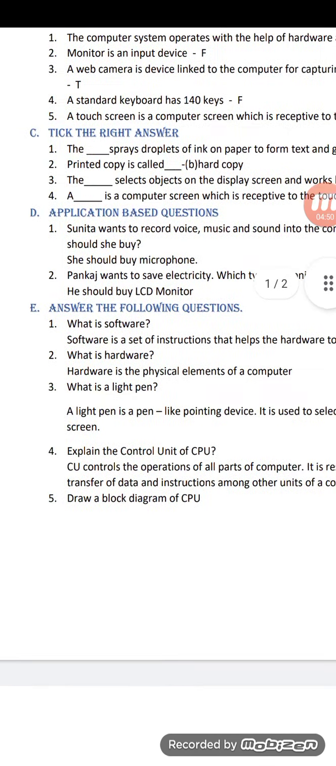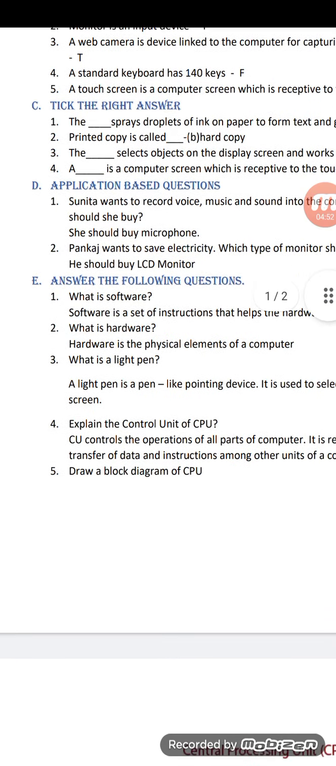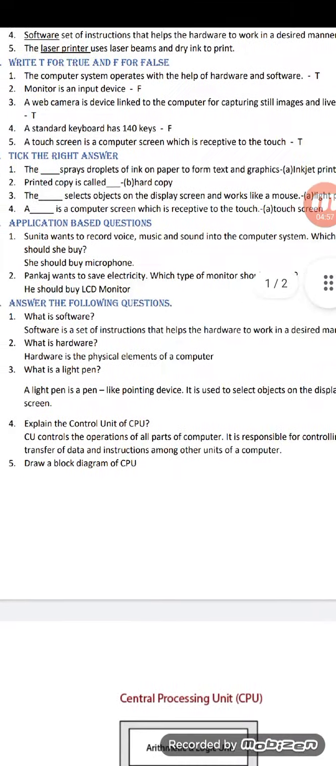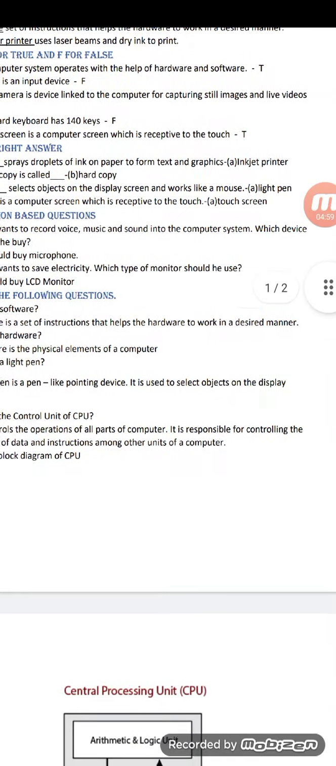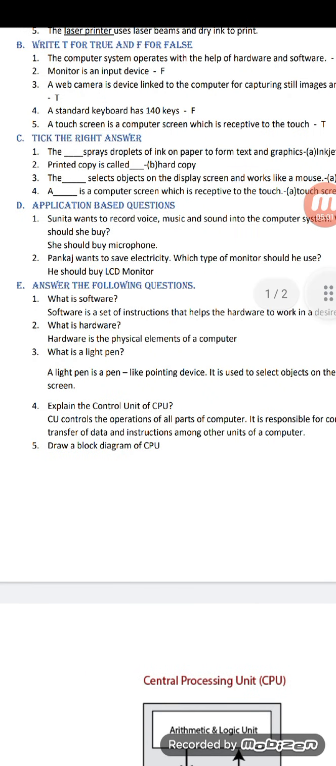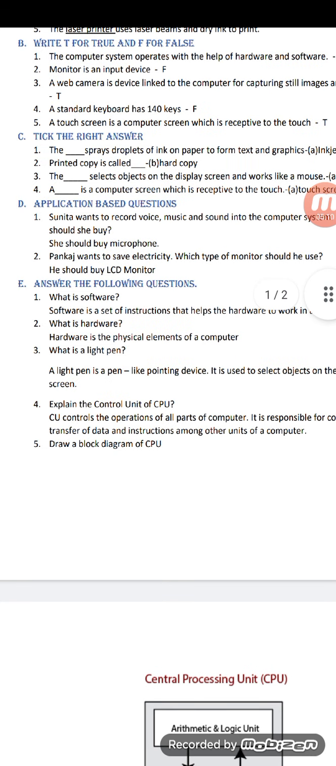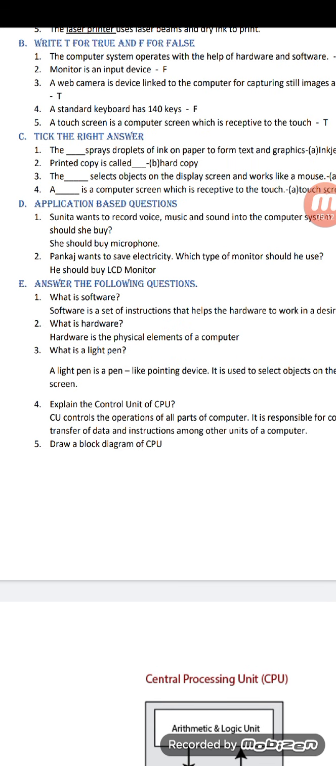Then D part, application based questions. Sunita wants to record voice, music, and sound into the computer system. Which device should she buy? She should buy microphone, right? So that she can record her voice, music and sound into the computer system. Second question. Pankaj wants to save electricity. Which type of monitor should he use?